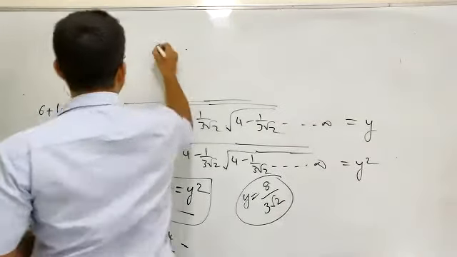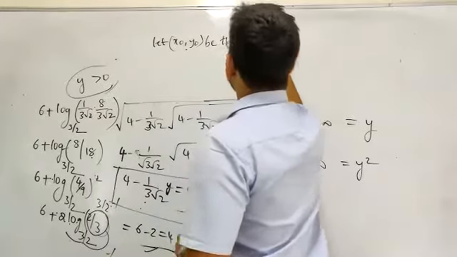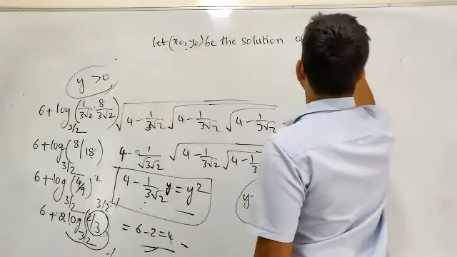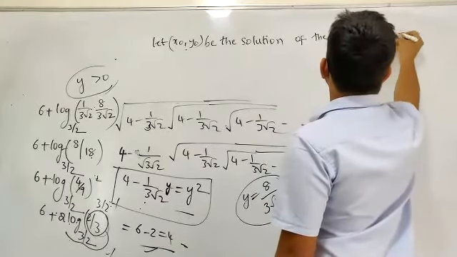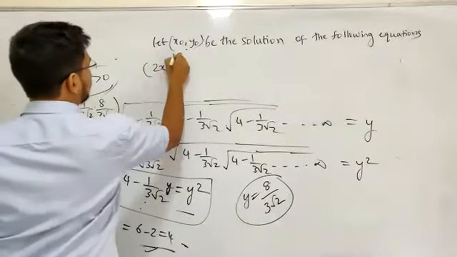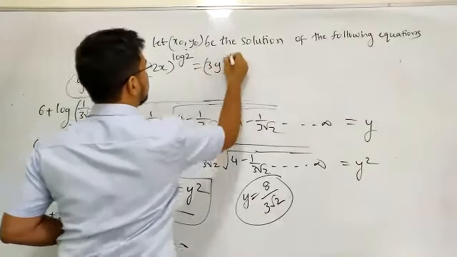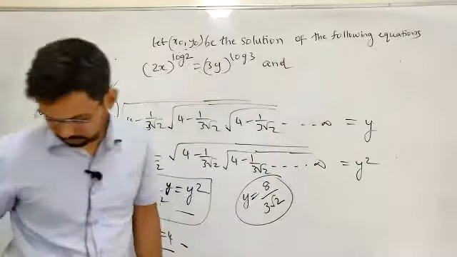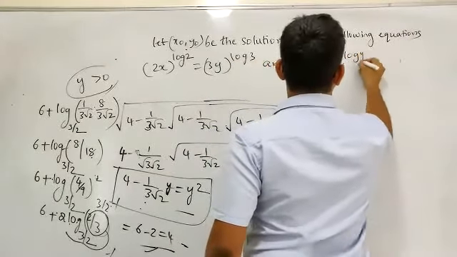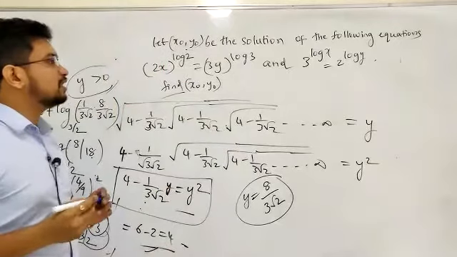Next, let x naught comma y naught be the solution of the following equations. 2x power log 2 is equal to 3y power log 3, and 3 power log x is equal to 2 power log y. Then find this x naught comma y naught.